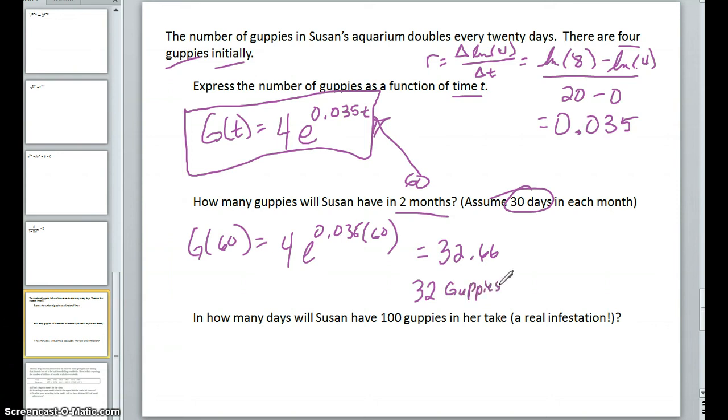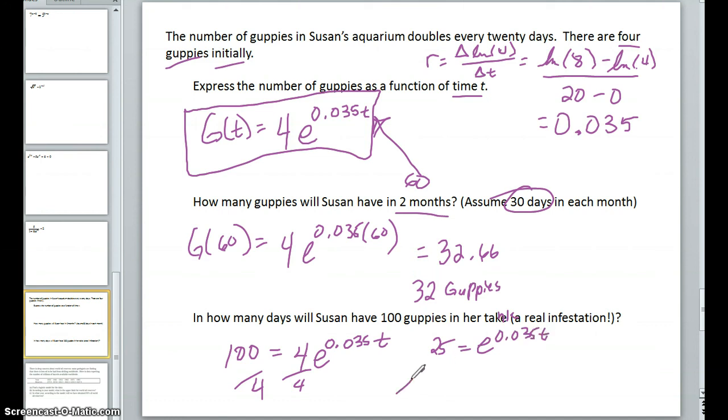All right. In how many days will Susan have 100 guppies? So it should say in her tank, right? A real-life infestation. Oh my gosh, so many guppies. 100 equals 4 times e to the 0.035t. We're solving for time. Divide by 4, right? Got to get this e isolated first. So 25 equals e to the 0.035t.